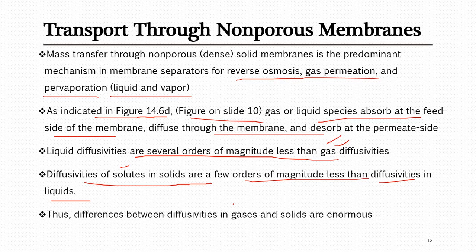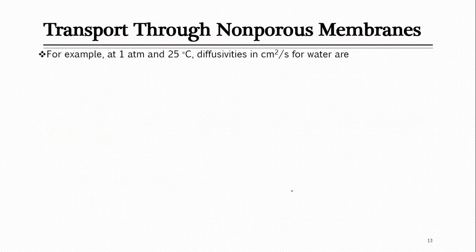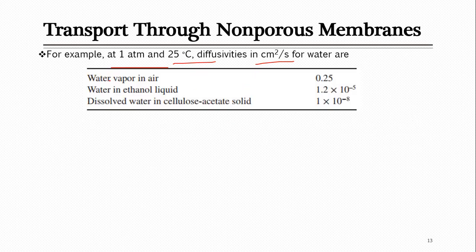The differences between diffusivities in gases and solids are enormous, and they affect mass transfer through solids and gases. Here we consider one example of water. Suppose water diffuses through some solid, some liquid and some gas. We are considering water at 1 atm and 25 degrees C, and its diffusivity in these units. Just look at water vapor in air. Water in the form of vapor diffusing through air has a value of 0.25.